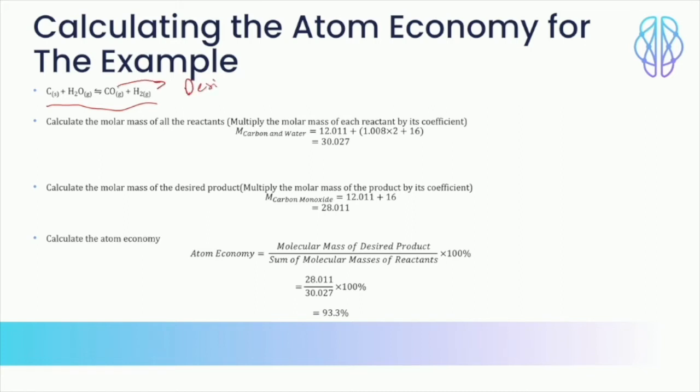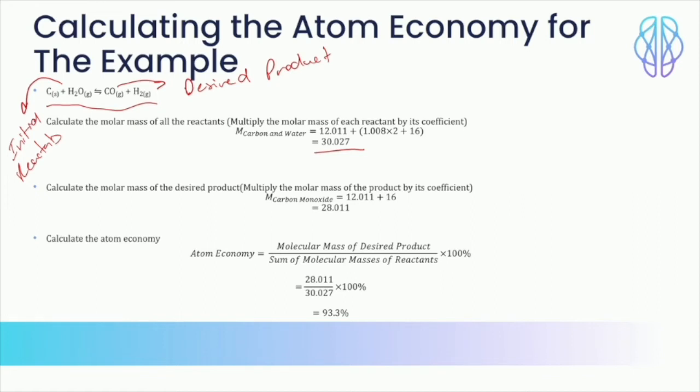So desired product, and these are our initial reactants. For the first step, calculate the molecular mass of all the reactants. Our initial reactants are carbon and water. If you look at your periodic table, the molecular mass for carbon is 12. For water, it's got 2 moles of hydrogen, so it's 2 times 1.008 plus 16 for the oxygen, and if you add those two together, you get 30.027.